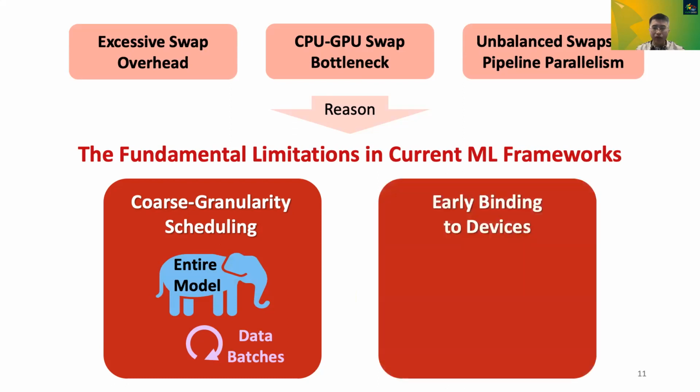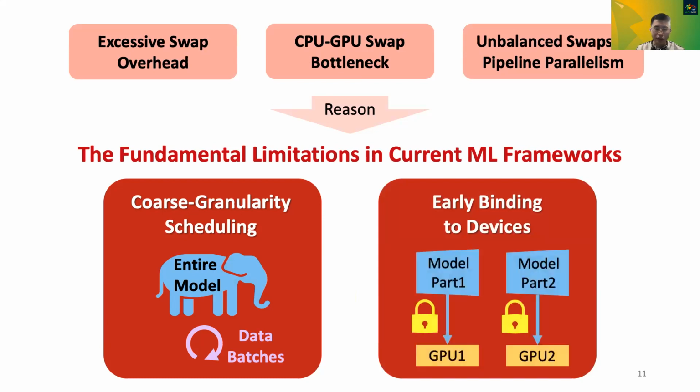Second, the binding to devices is too early. For example, even in the user script, we have already fixed the first part of the model to the first GPU and the second part to the second GPU. As a result, we have poor flexibility and resource utilization, making the swap inefficient.